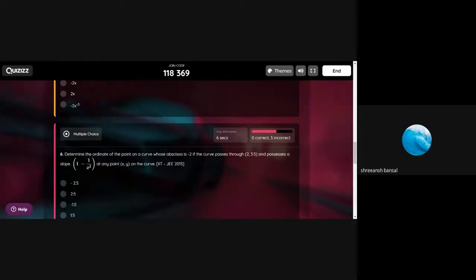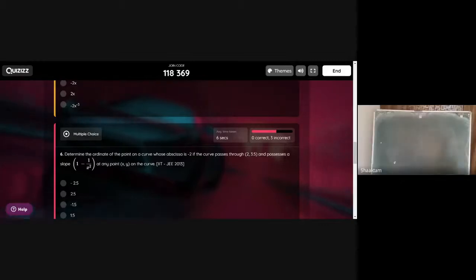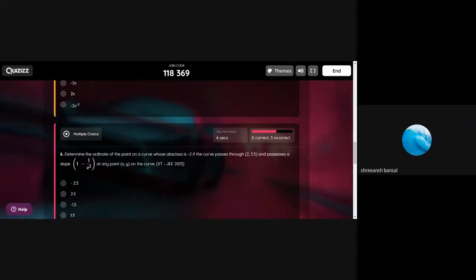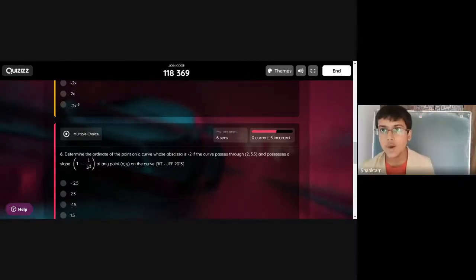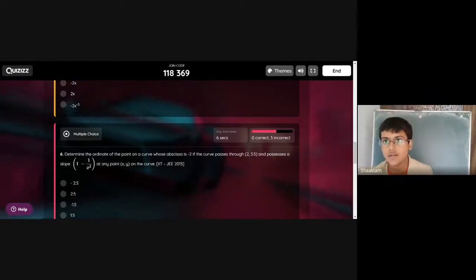Yes, Neeraj. What do we have to do in questions like differentiate y is equal to 12x to the power minus 2? Select the option.